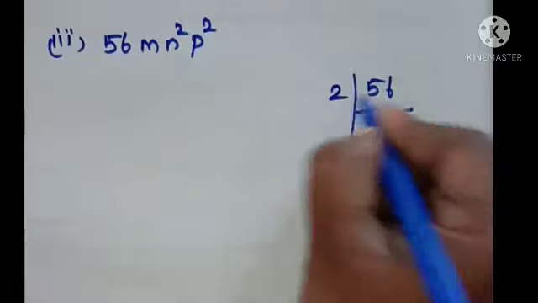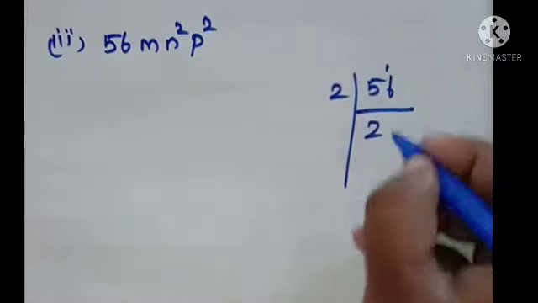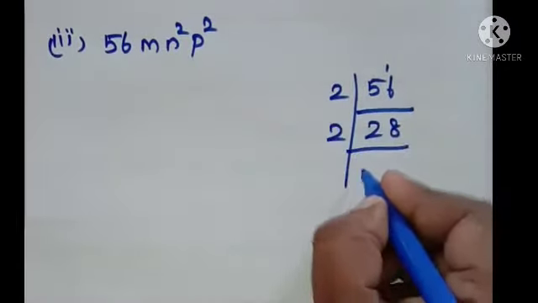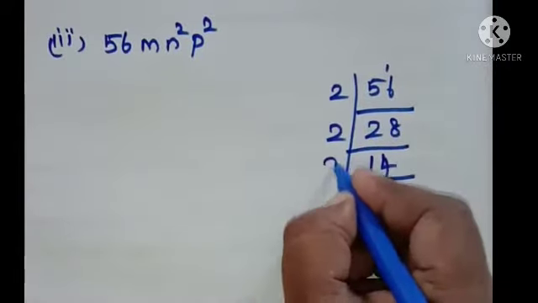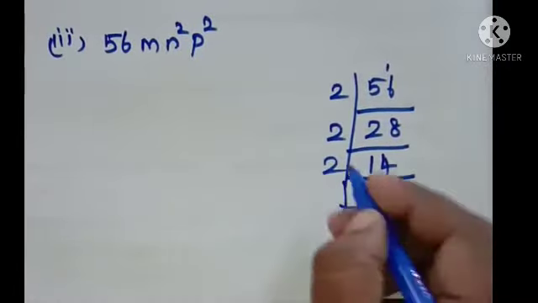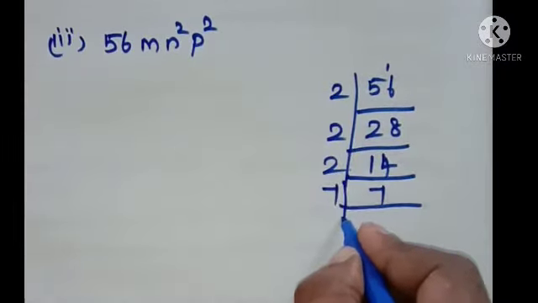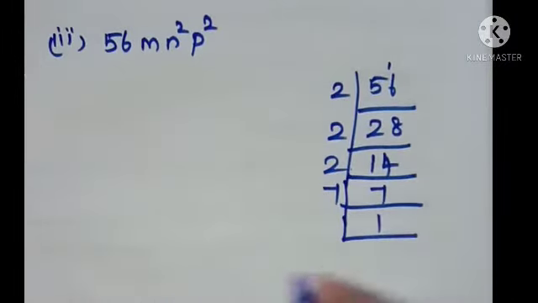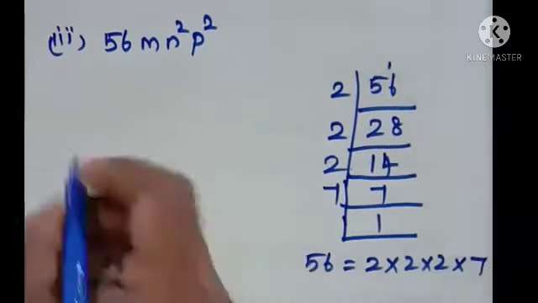So we can take the 2 table. 2 twos are 4, remainder is 1, 16, 8 twos are 16. Again it is divisible by 2. 14, 2 sevens are 14, 28. Again it is divisible by 2. We can take 2, 7 twos are 14. So 7 is divisible by 7. Here it is 1. So the factor of 56 is 2 into 2 into 2 into 7.